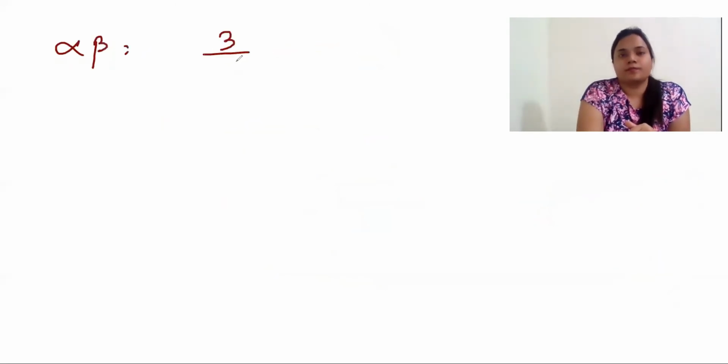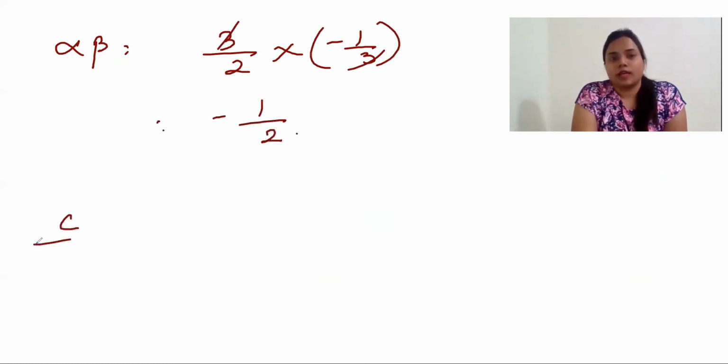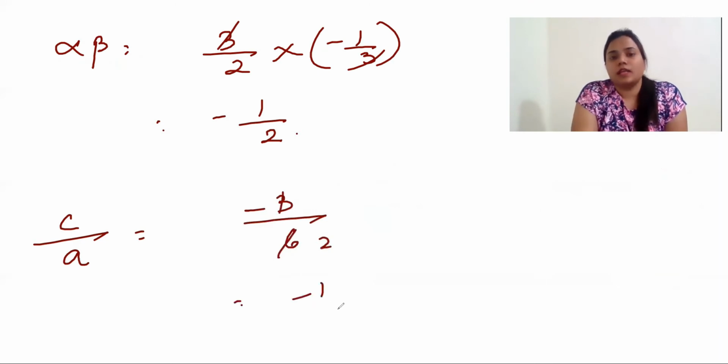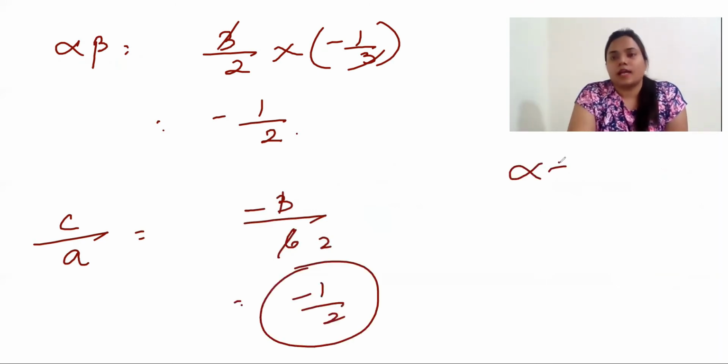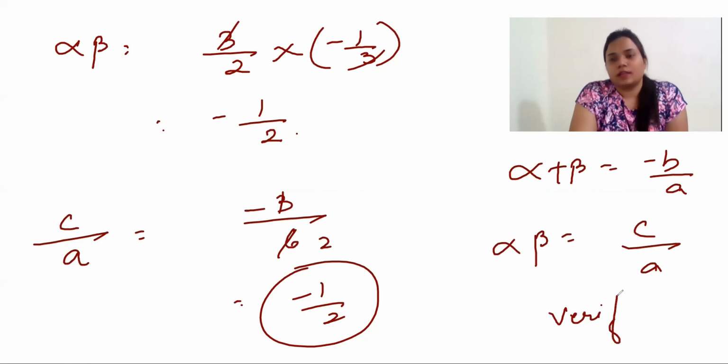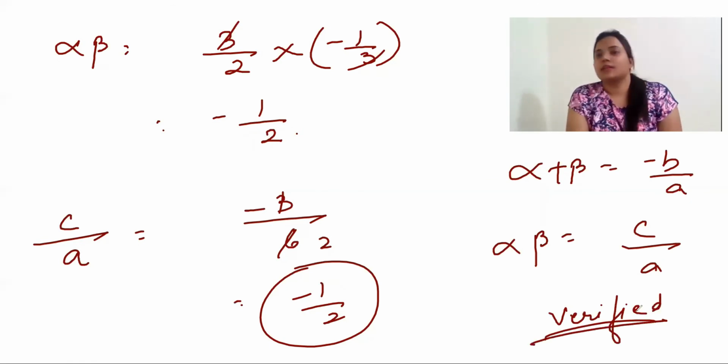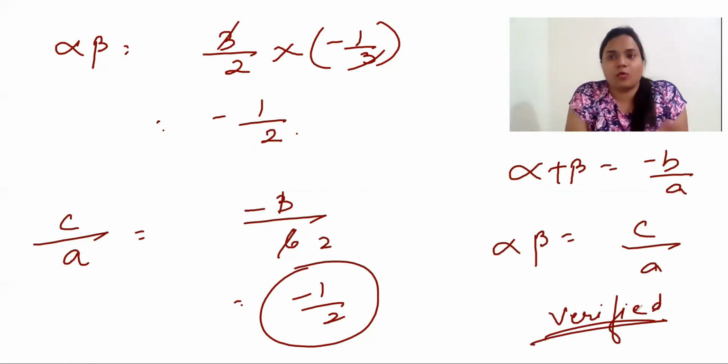3 by 2 into minus 1 by 3. 3 and 3 cancelled. This will be equal to minus 1 by 2. And c by a is equal to minus 3 upon 6. This is again equal to minus 1 by 2. Hence, alpha plus beta is equal to minus b by a and alpha beta is equal to c by a. Our thing is very simple. We just have to find the zeros and then find the relationship. Very simple questions. Let us move to the next question.